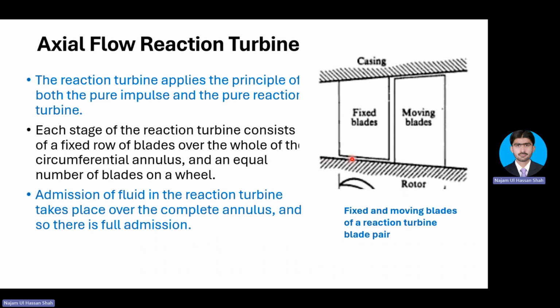So as shown in this diagram on the right, in each stage of a reaction turbine, there is a row of fixed blades connected to the casing, and there is a row of moving blades connecting to the rotor or the wheel. Admission of fluid in the reaction turbine takes place over the complete annulus, and so there is full admission.